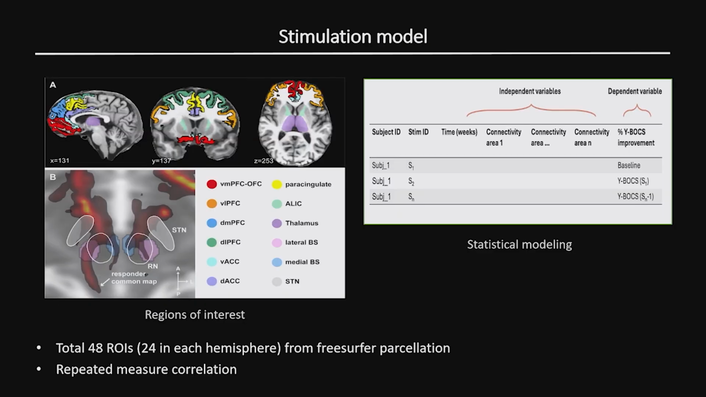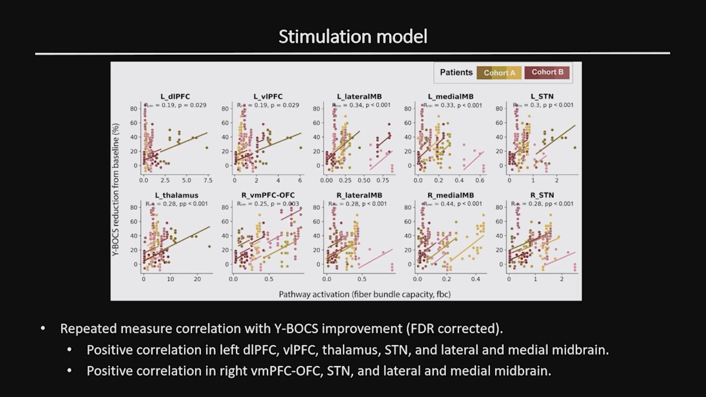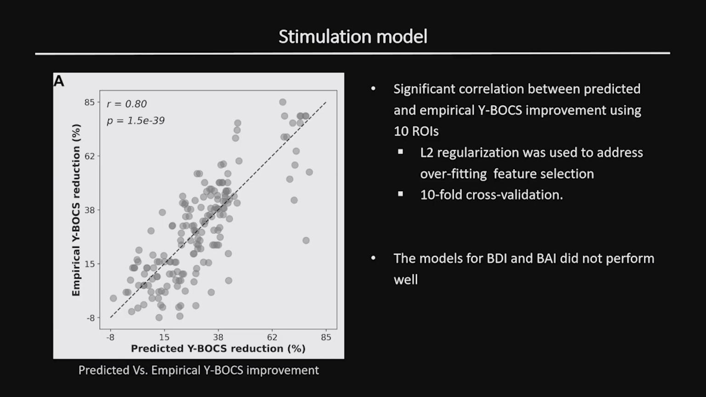Lastly, we did the stimulation model. We used the pre-superpatialization. Finally, we ended up with 48 ROIs from the whole brain, and we did a repeated measure correlation. And here are the results. Ten out of the 48 ROI regions show a significant correlation with the Y-BOCS improvement based on the FDR corrected. And we found the dorsolateral and ventrolateral prefrontal, thalamus, STN, and lateral and medial midbrain regions.